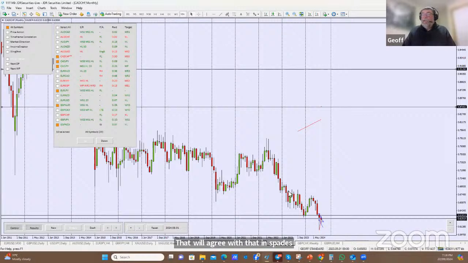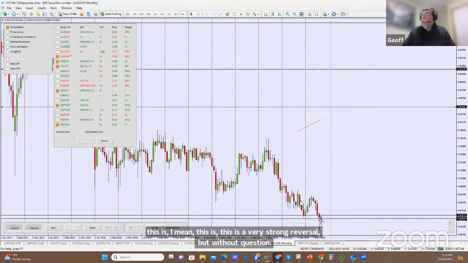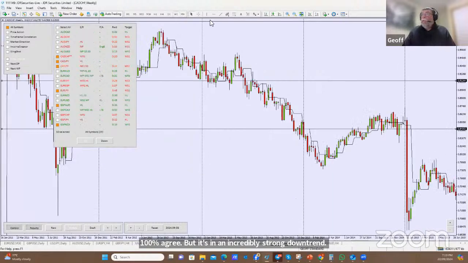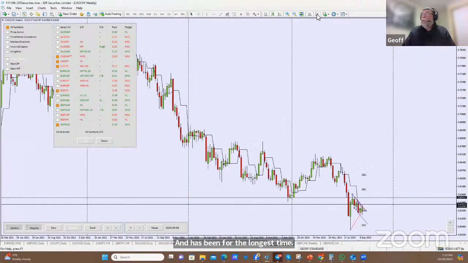What I need to see before I could trade this currency pair long would not be a one candle reversal like this is. I mean, this is a very, very strong reversal bar without question. But look where it is. It's a new low, 100% agree, but it's in an incredibly strong downtrend and has been for the longest time. So what I would need to see to trade that would be a confirmation.